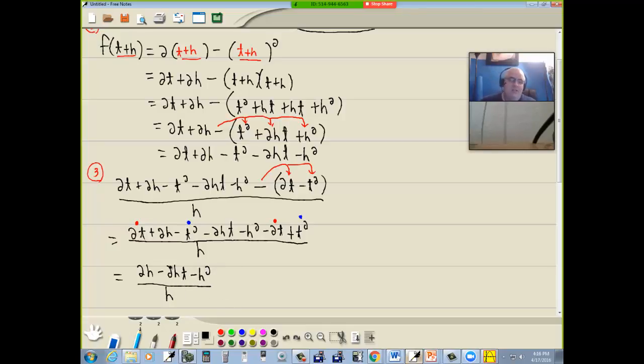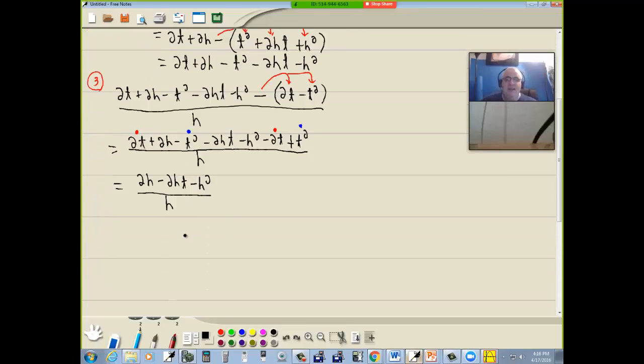Now our main goal on the simplification on these is we want to eliminate the h in the denominator. And how we can do that with this problem is you notice how all the terms up on top have h's. So we can factor an h out. And that gives us 2 minus 2t minus h over h. And then this h cancels with this h. And our answer is 2 minus 2t minus h.